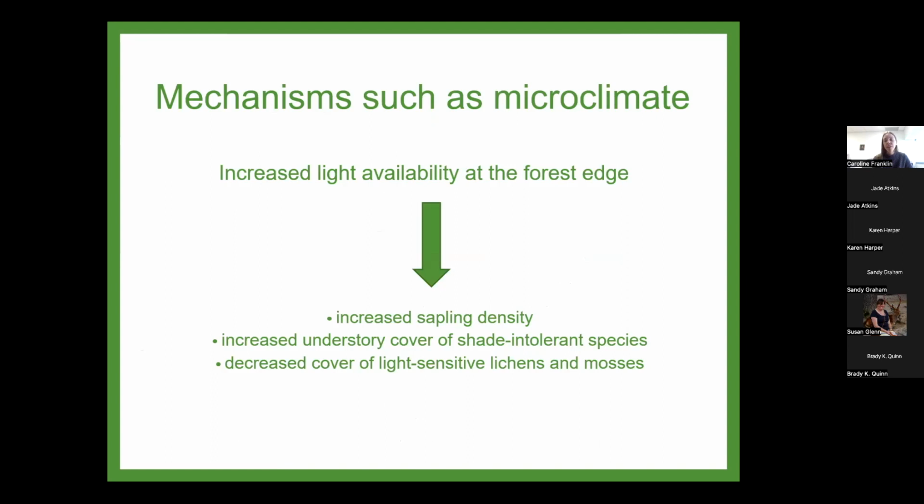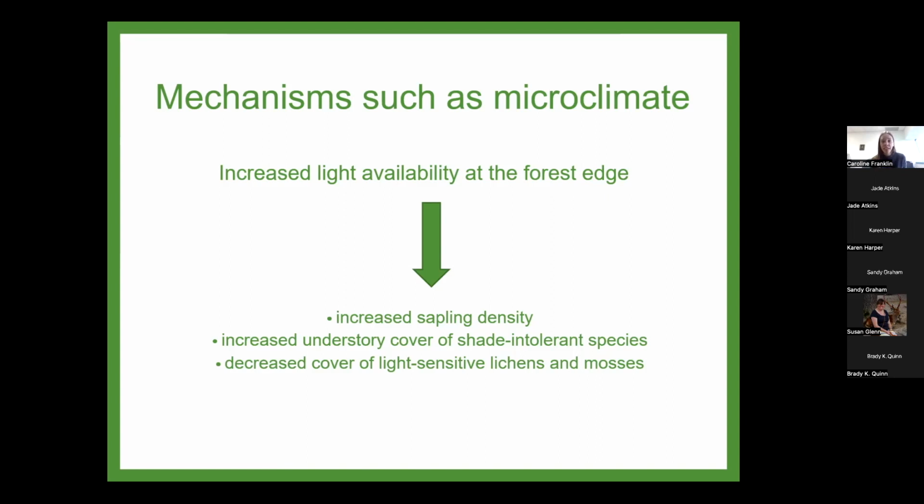So when we're considering those responses to edges by vegetation, we really need to consider the mechanisms that are driving those responses. So microclimate can have an effect on the vegetation responses. For example, if there's increased light availability at the forest edge, this could result in increased sapling density, increased understory cover of shade intolerant species, or decreased cover of light-sensitive lichens and mosses.